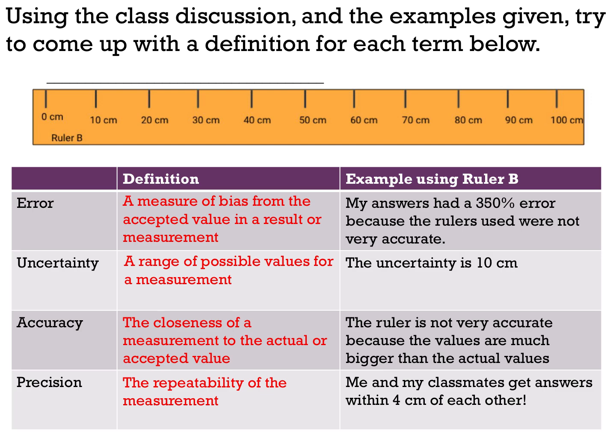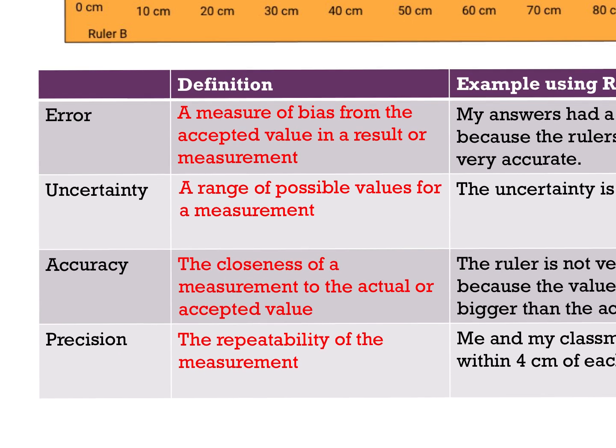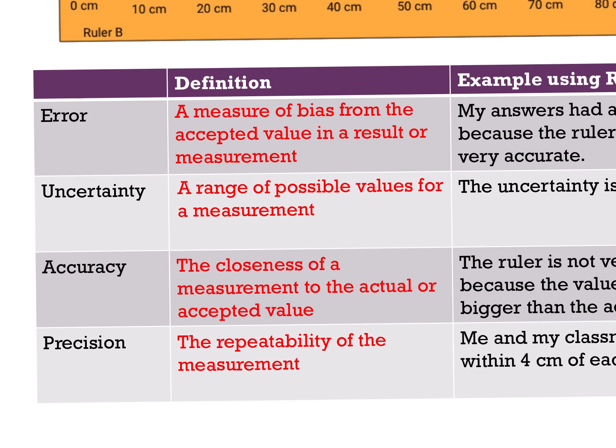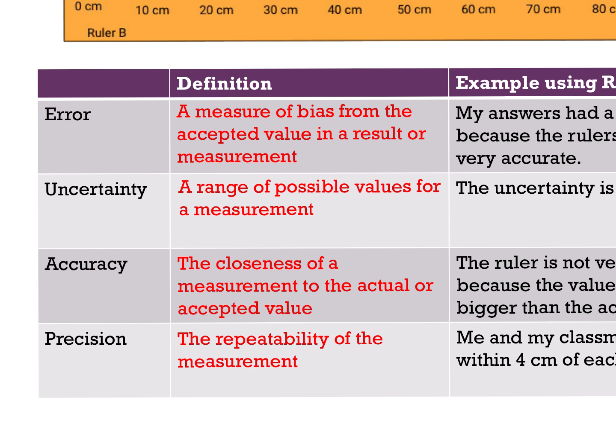Okay, so now we're just going to talk about some vocab that we'll use a lot. In your student sheets, you have a place just for definitions. If it's written in red on here, red is the indicator that it's going to go on your student document. Whenever we make measurements, there's always going to be a little bit of error in that measurement. The way we define an error is a measurement of bias from the accepted value in a result or in a measurement. So you're always going to be a little bit off from the true answer.